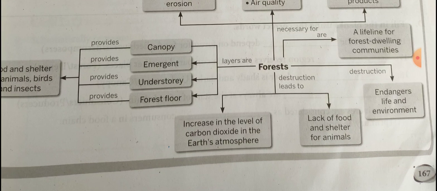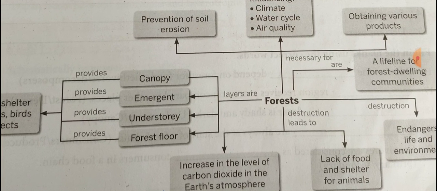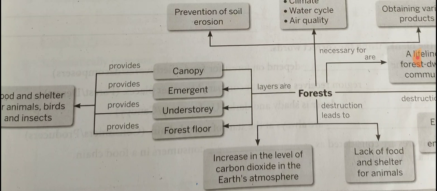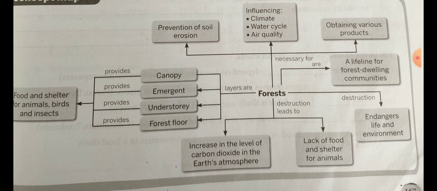for animals. Okay, next, forest layers: there are 4 layers. What are the forest layers? All of you listen. What are the layers of forest? Canopy, emergent, understory, forest floor. These layers provide food and shelter for animals, birds, and insects. Okay.